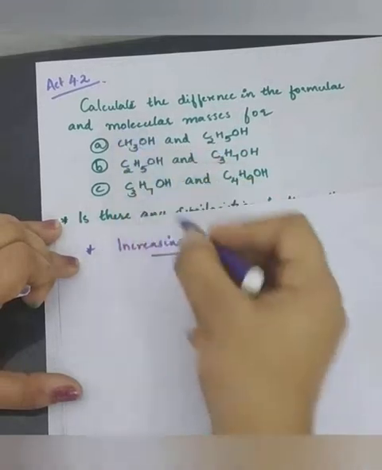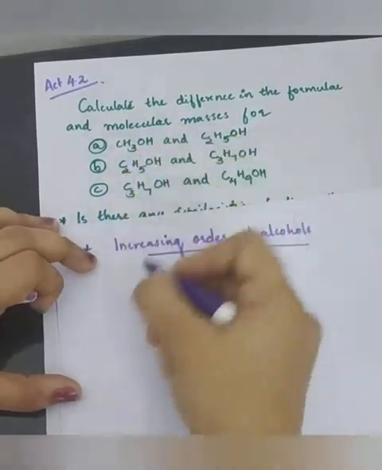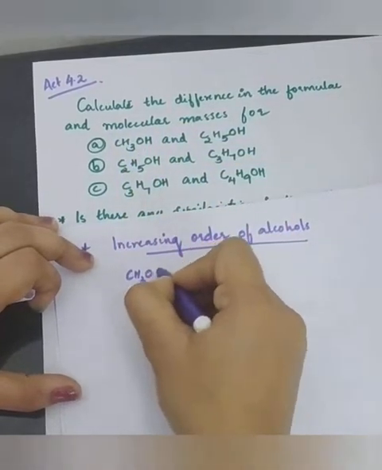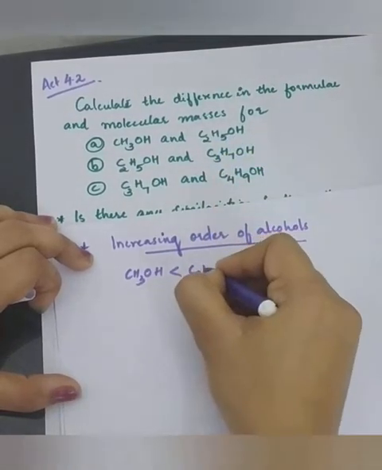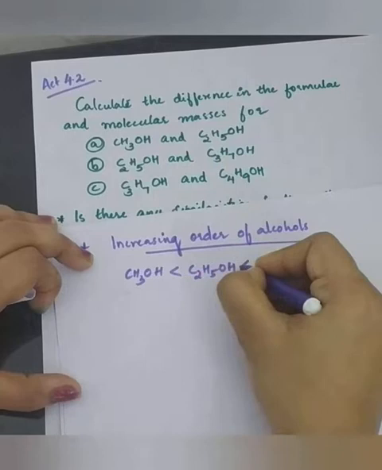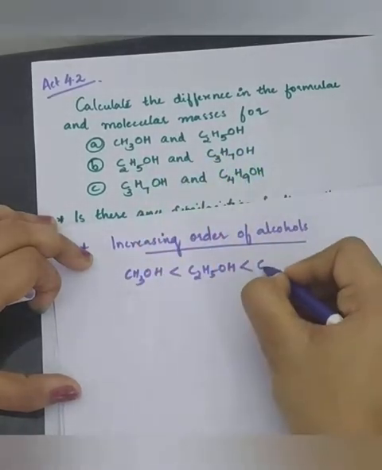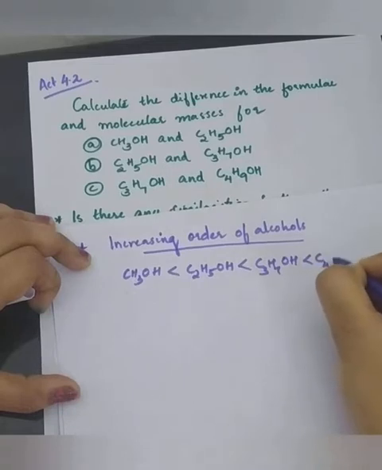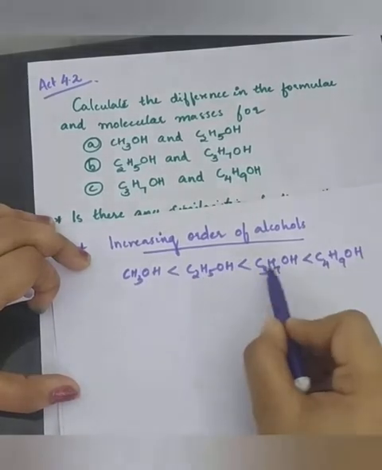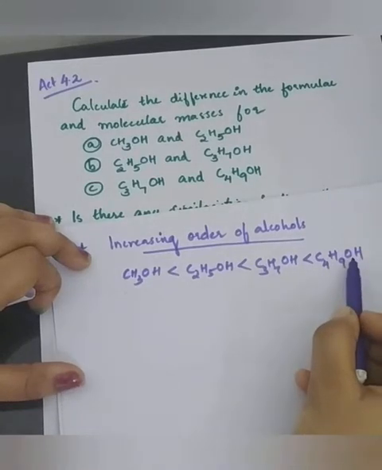First one will be CH3OH, less than C2H5OH, less than C3H7OH, less than C4H9OH. So they are arranged in the increasing order of alcohols.